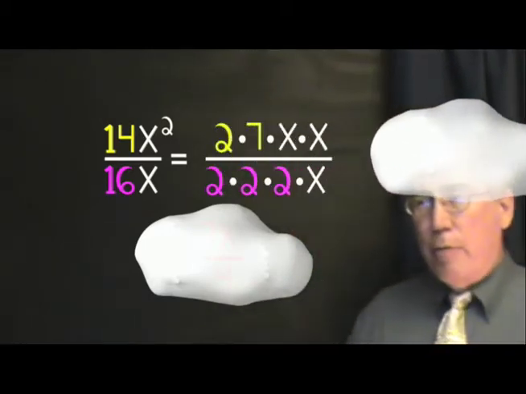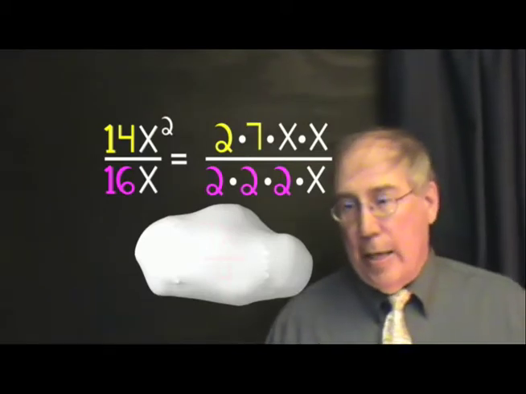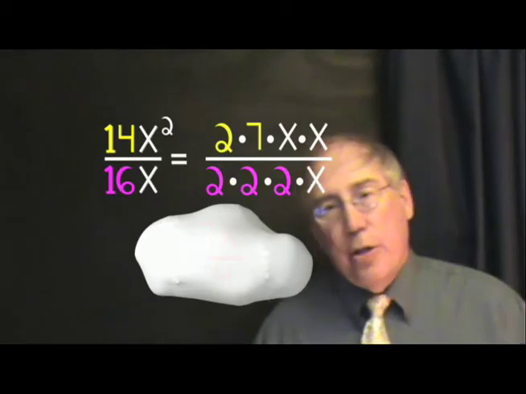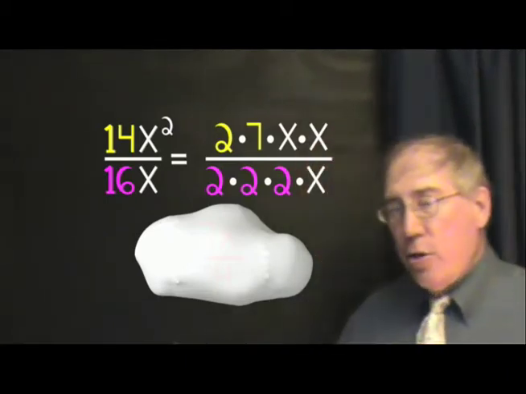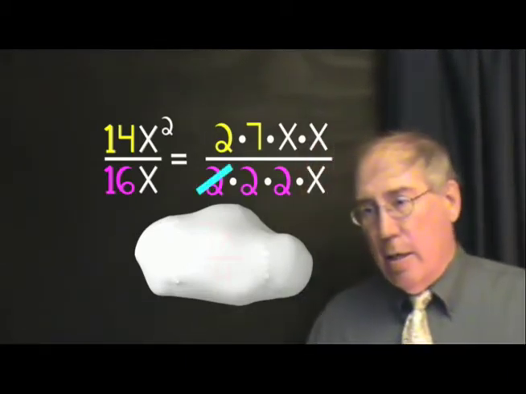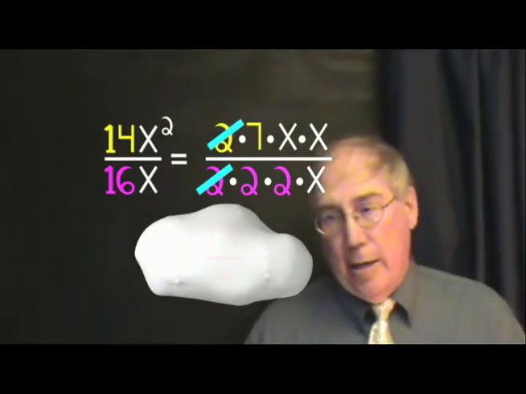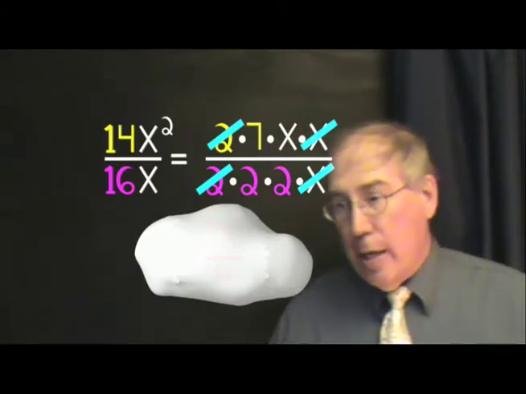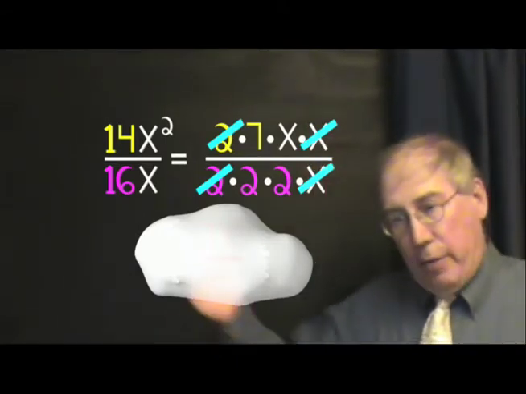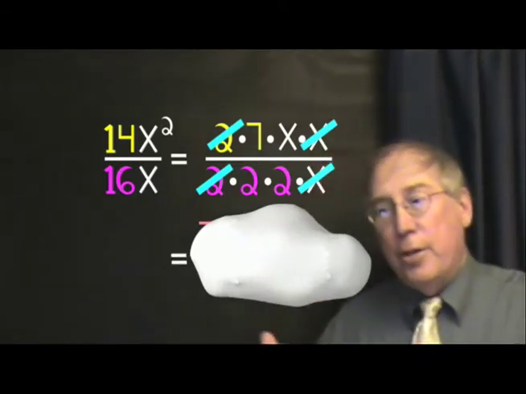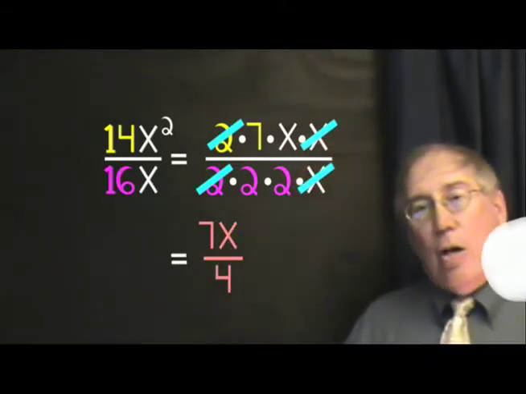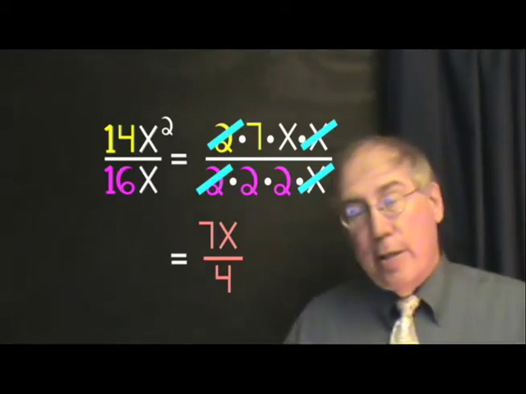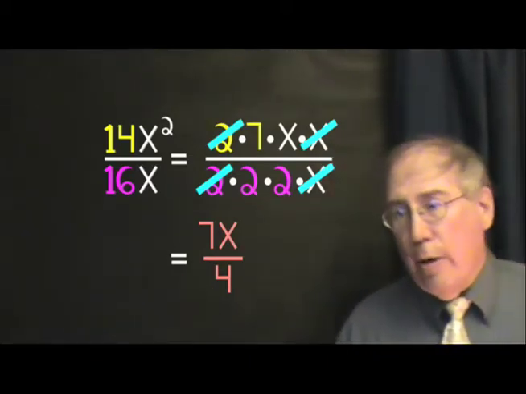Okay, we have a problem: 14x squared over 16x. Let's factor the numerator and let's factor the denominator. And notice that shows that we can factor a 2 from the numerator and a 2 from the denominator, and an x from the numerator and an x from the denominator. So we have an x from the numerator and the denominator factored out, and we multiply the factors in the numerator and the factors in the denominator, and we get 7x over 4.